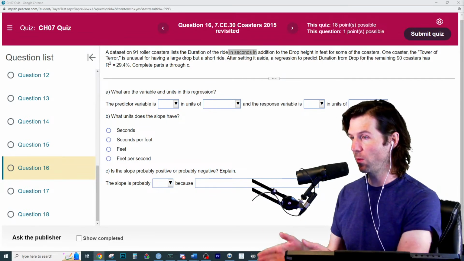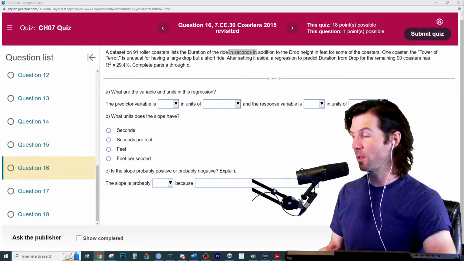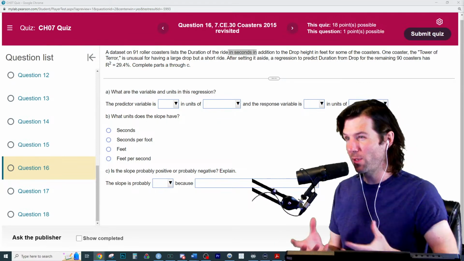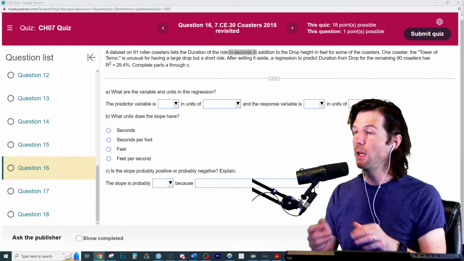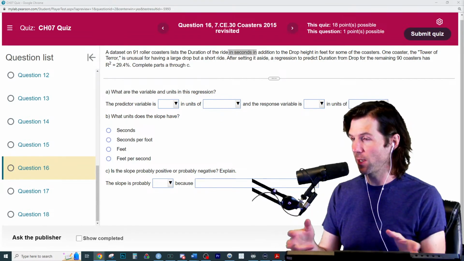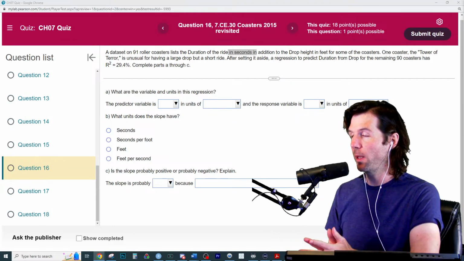So blank percent of the variation in Y can be explained by the variation in X. Kind of key right there. Variation is a key part of it because we're trying to understand the variation in the Y variable, and we're using the variation in the X variable, X along the X axis right there, to explain it.